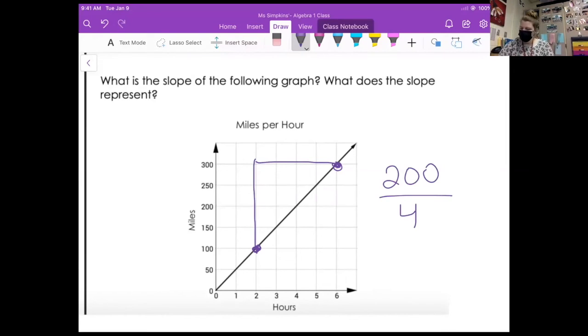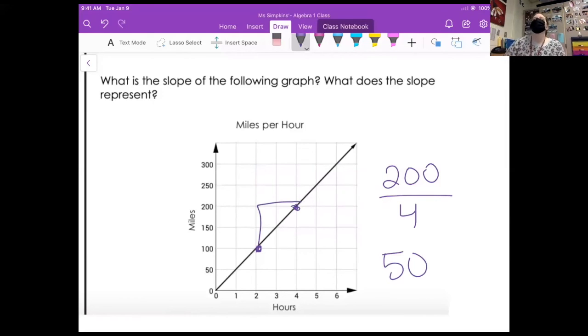Close. 50. 50. So no matter which 2 points you choose, you should end up with a simplest answer of 50. Even if I did this point to this point, I went up 100 and right 2. Well, what's 100 divided by 2? Still 50. All of those points should still, in simplest form, give you 50.